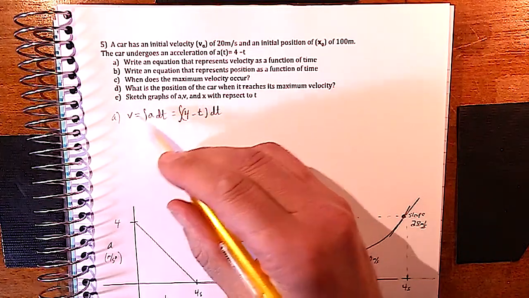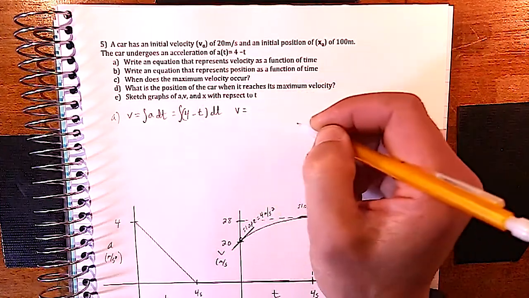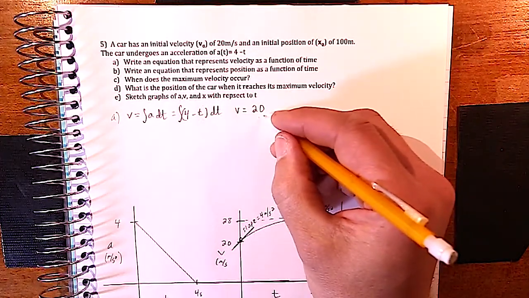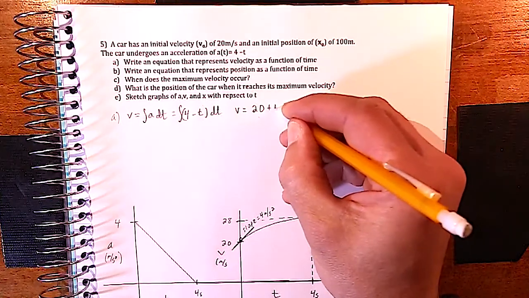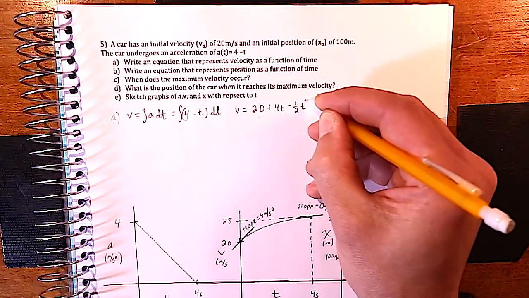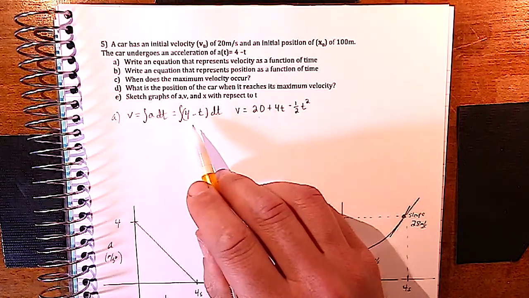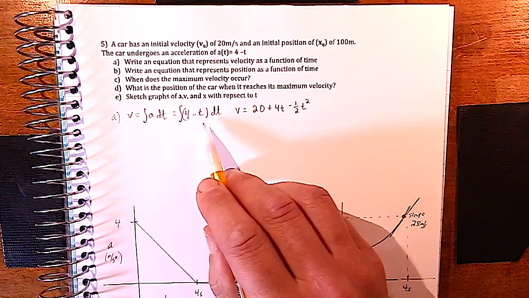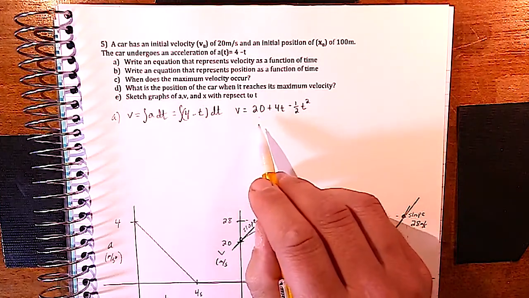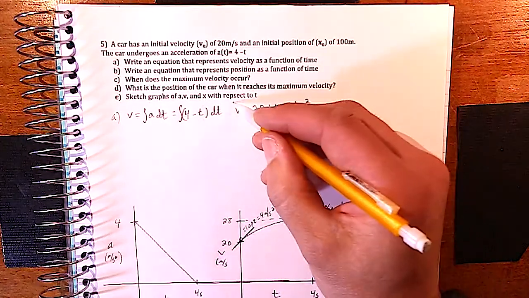But this is velocity, and it has an initial velocity. So when we write our equation, this v is going to be 20. We have to include that initial velocity. That's our constant, our plus c, plus 4t minus 1/2 t squared. Now, if you haven't gotten to integrals yet, that may not make sense, but in calculus, whenever you do an integral, you also have to add a constant, because if we had done the derivative of this, this would have gone away. In all of the other problems we've done so far, that initial value was 0, so we didn't have to worry about it. So here's our answer.